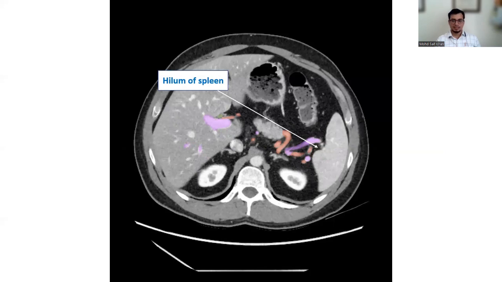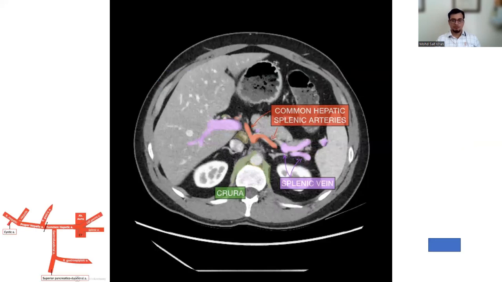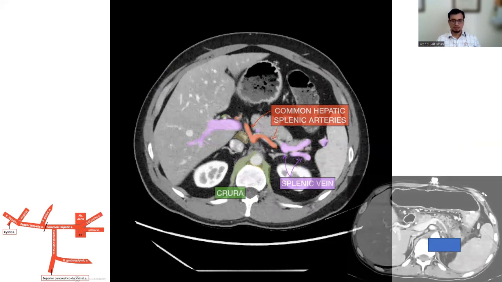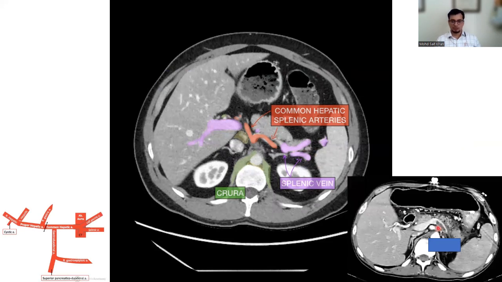Now look at the hilum of the spleen here. This is your splenic artery and this is your splenic vein. Sometimes the splenic vein may get thrombosed, which manifests in the patient as abdominal pain, GI bleeding, ascites, etc. In the inset, you can see a filling defect in the splenic vein, and that is nothing but a thrombus. So splenic vein thrombosis may be seen in cases with abdominal pain, GI bleeding, and ascites.